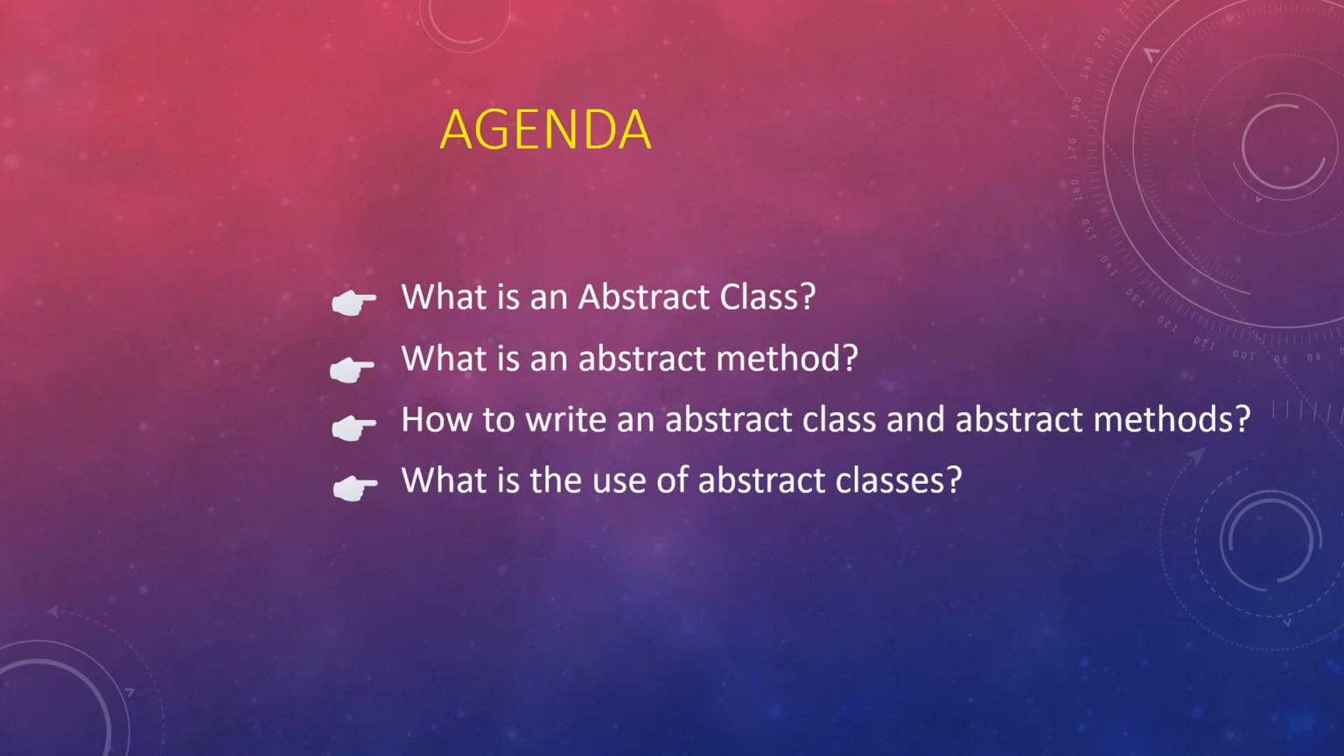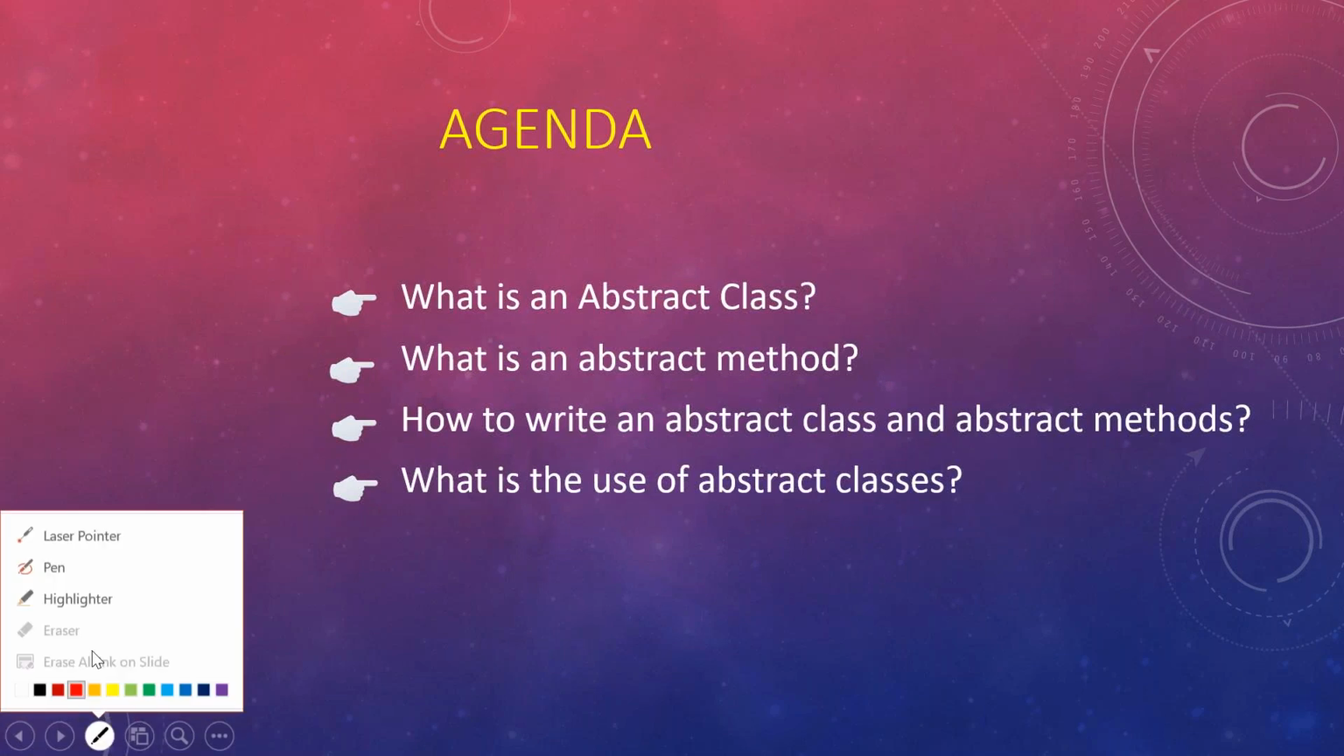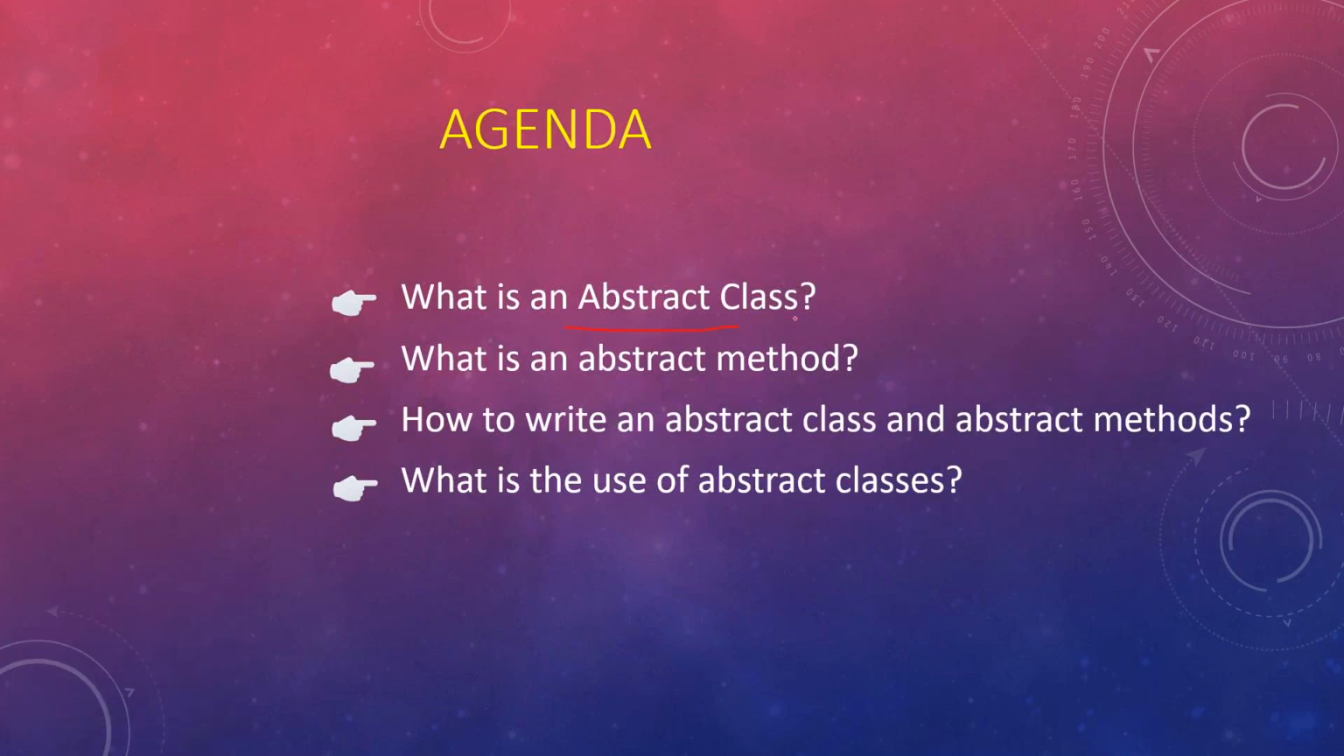So today's agenda is what I'm going to discuss in abstract classes: what is an abstract class. We'll see the plain definition of an abstract class, and what is an abstract method. We will see how to write an abstract class and how to write an abstract method, and what is the use of these classes. All these concepts we are going to cover in today's and tomorrow's session. Probably I'll take only one more class and we will wind up abstract classes. Okay, so let's start with the first one.